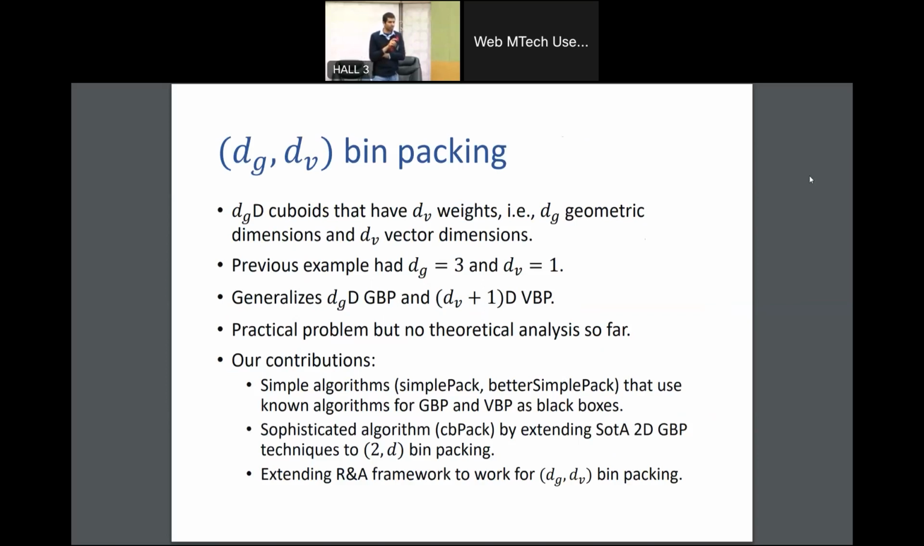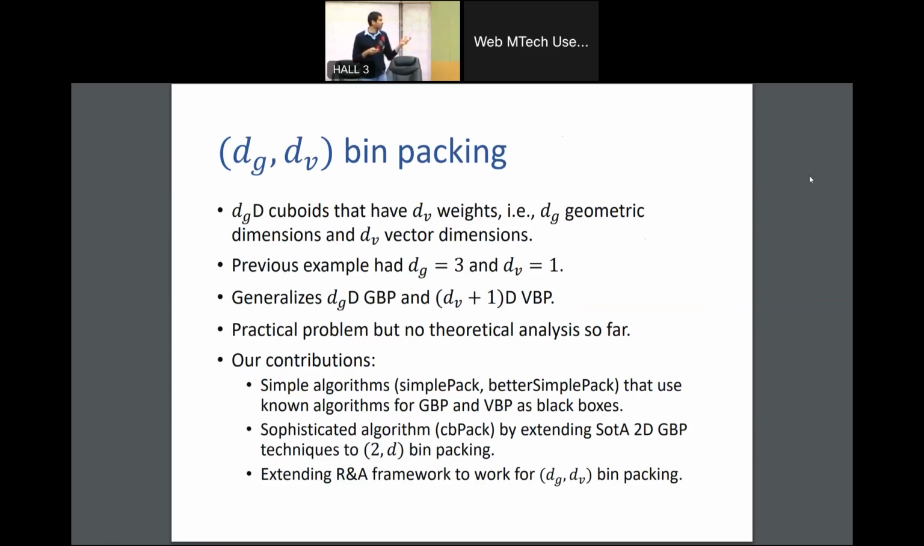So this is a practical problem, and it has received a lot of attention from applied researchers, but so far there hasn't been much theoretical analysis of this problem. So we fill this gap. We have a few contributions. First is that we give a few simple algorithms for this problem. We have two algorithms named simple pack and better simple pack. They basically just use known algorithms for geometric and vector bin packing as black boxes, and the algorithms themselves are simple. It's just that they delegate their work to other state-of-the-art algorithms for these other two problems.